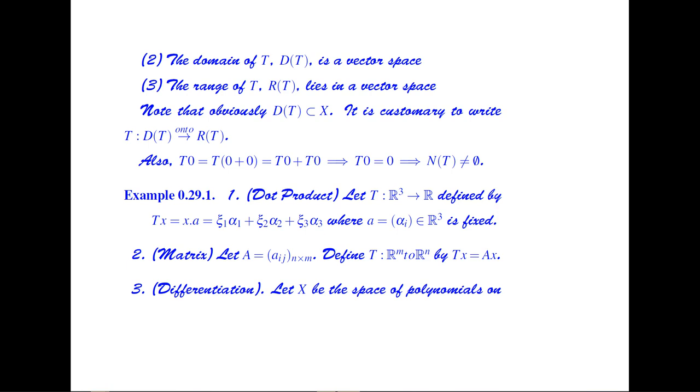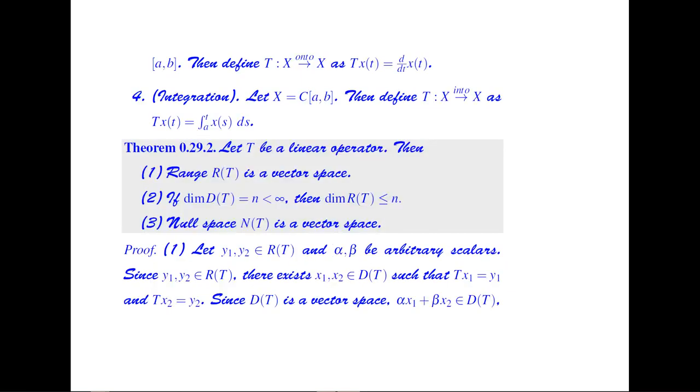How can we define a matrix operator? Let A be a matrix of type n by m. You can define an operator T from R^m to R^n by Tx = Ax, where A is the matrix of type n by m. How can we define the differentiation operator? Let X be the space of polynomials on the interval a to b. Then define T from X to X as the differentiation of x(t).